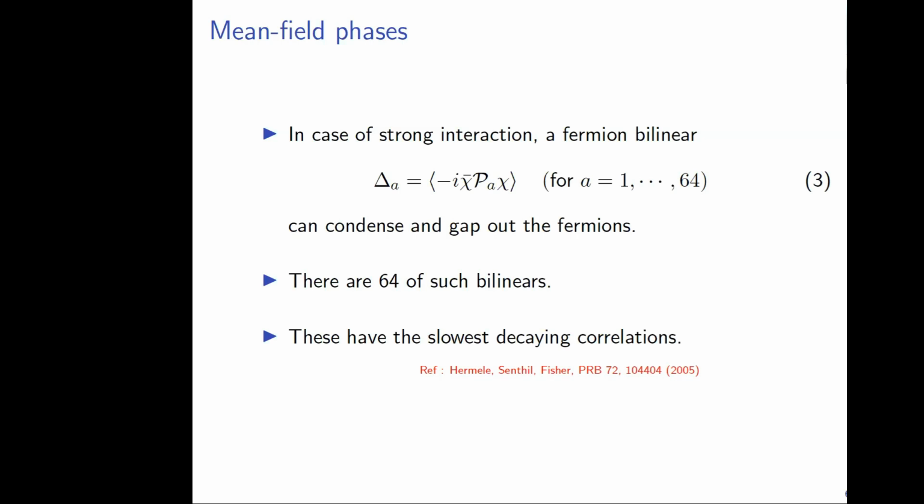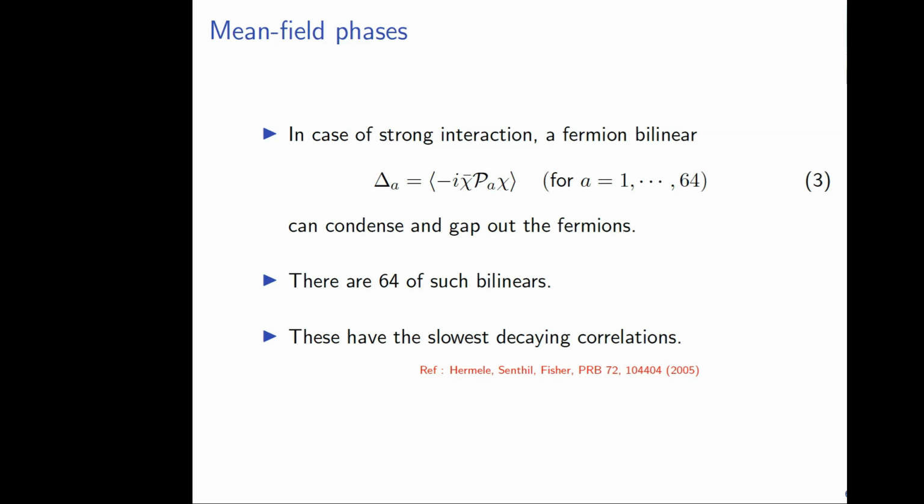So basically what we have done is that we have considered bilinears of this form, chi bar T^A chi, where T^A are the generators of the SU(8) that I talked about, the emergent SU(8) symmetry. So if you have strong interactions, one of the bilinears of this kind can get expectation values. And then we think about phases in which these bilinears are non-zero, basically treating them as order parameters. So these are 64 bilinears, where A goes from 1 to 64, because you have 63 generators of the SU(8), and also I've considered the identity matrix.